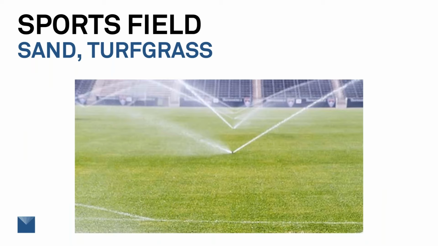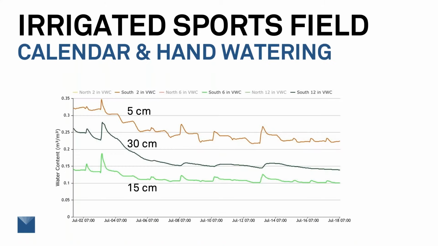Okay, a couple more. Sports turf. We've got turf grass. It's sand, heavily irrigated. The data here, this was irrigated by calendar and by hand watering. And one thing that is for sure is that our optimum moisture at 10% meant that we were way over irrigating this field. The consequence is just that we're wasting water. That's not great. We're also wasting fertilizer, and fertilizer costs a lot of money.